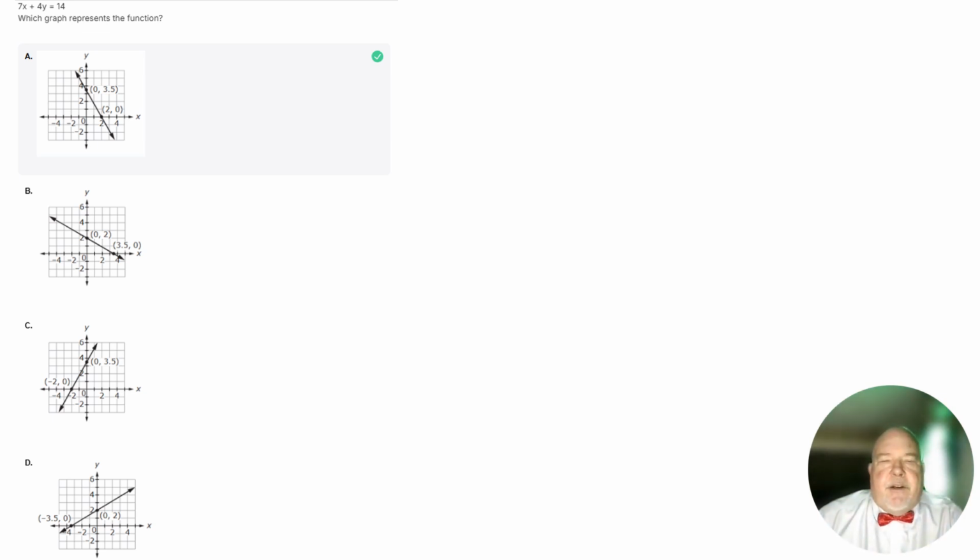So what we have here is a linear equation, 7x plus 4y equals 14, and that's in standard form. Standard form, just as a review, is ax plus by equals c. And so what they're asking us to do here is to graph this, and we have four graphs to choose from.